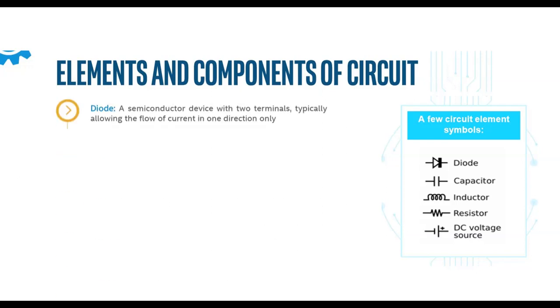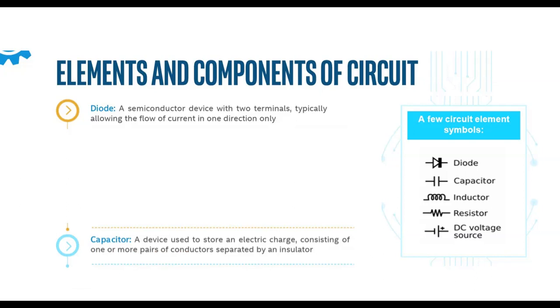We can say diode. Diode: a semiconductor device with two terminals, typically allowing the flow of current in one direction. This is the simple definition of diode. In future we can cover detailed information about the diode, which examples or applications use the diode. There are multiple diodes: simple semiconductor diode, Zener diode, LED, photodiode, varactor diode. These are the different diodes we can use for different applications.